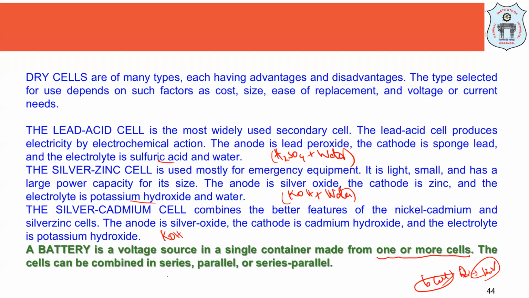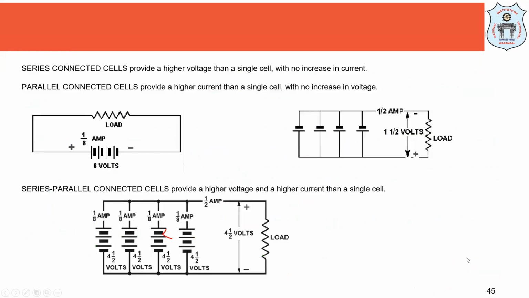And these cells can be arranged in different ways. Either they can be arranged in series, parallel, or series parallel. Accordingly, the output voltage and the current we are going to get will be different. For example, when you are connecting the cells in series, they will provide a higher voltage than a single cell, but there will be no increase in the current. Okay. So you can see the example. So this is a series connection.